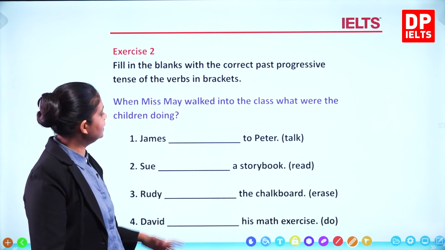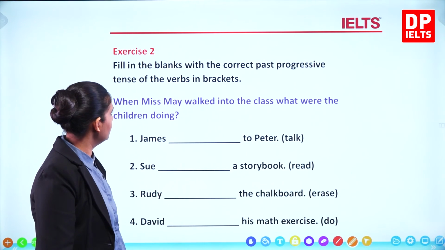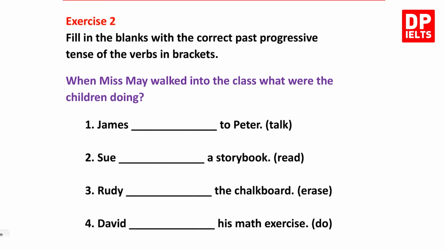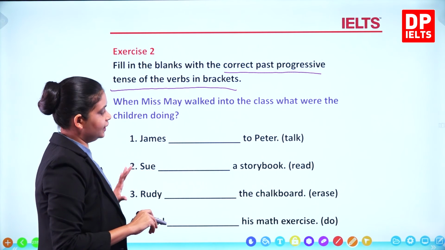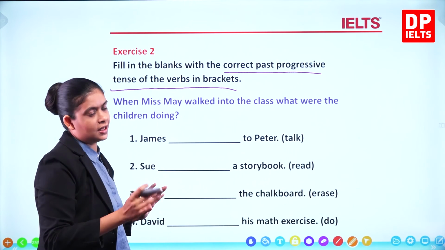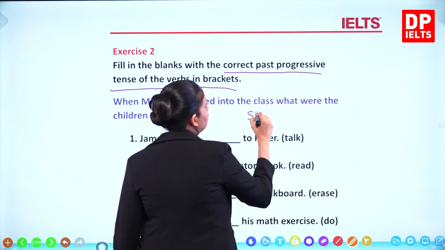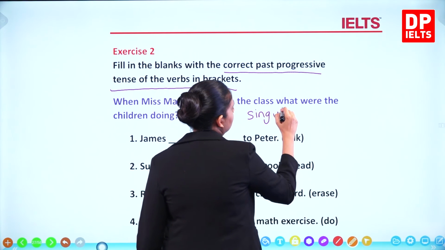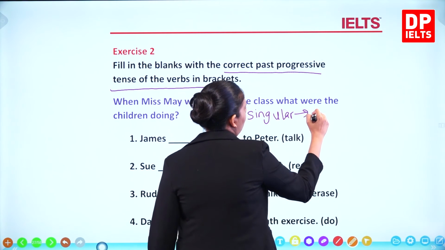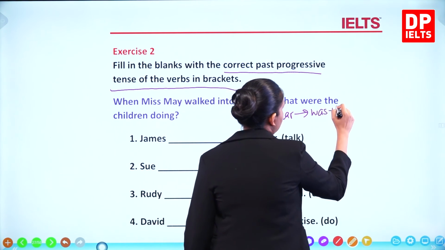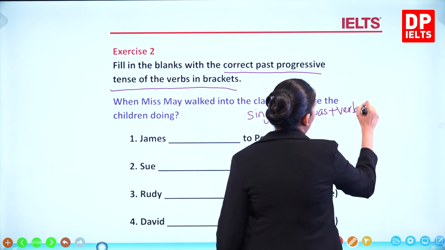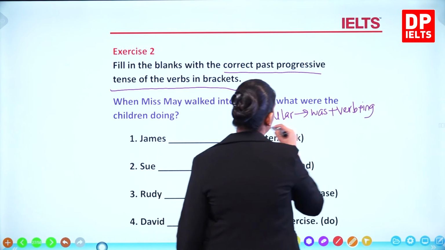Let's have a look at the next exercise. Fill in the blanks with the correct progressive tense of the verbs in the brackets. What is the progressive tense? If singular, was plus the verb plus ing.